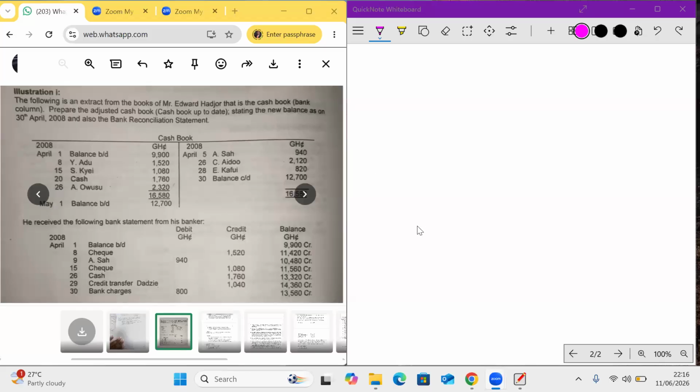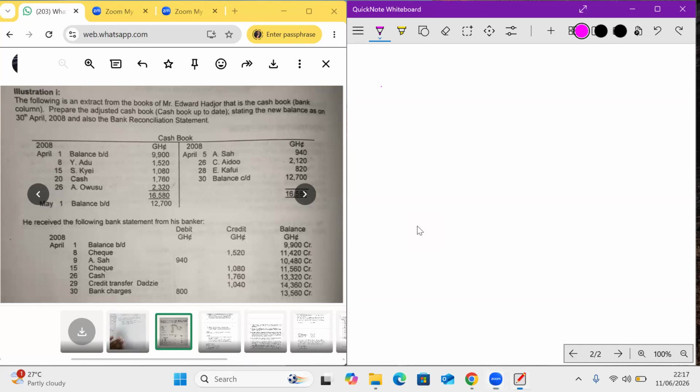So now, with the theories away, we are going to solve a practical question. We are going to solve three different questions. So let's start. So this is a question. When the question is presented before you, there are different types of BRS questions which can be solved.